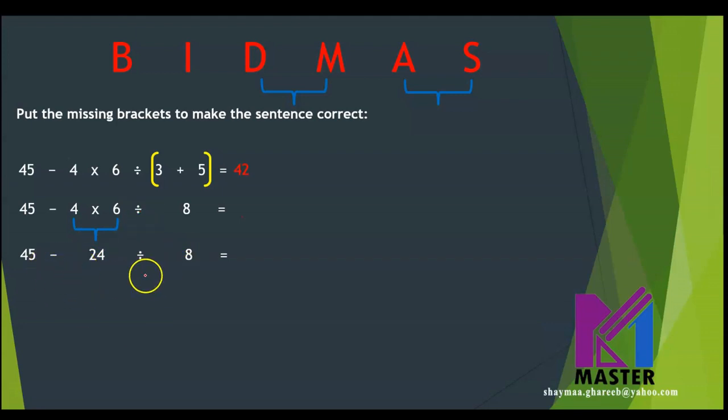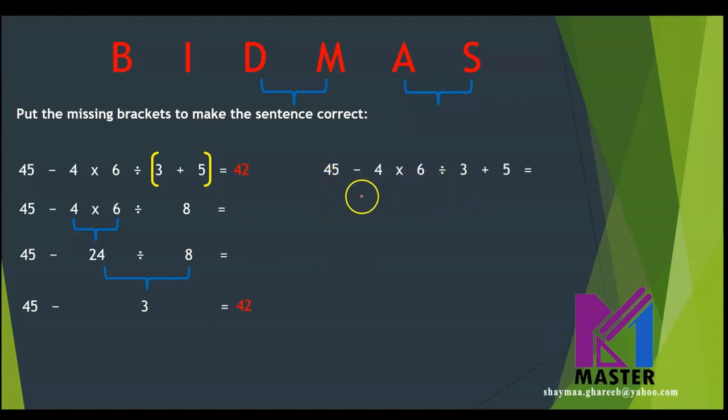Now I have subtraction and division. So I will do the division first. The answer of this division is 3. 24 divided by 8 equals 3. 45 minus 3 equals 42. So this is a method. Sometimes you need to try the bracket in many different places until you get the required answer. So it's a trial and error question, but if you think before you start to do the trials, you could save more time.